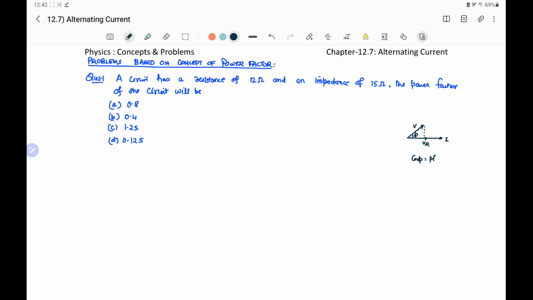So cos phi will be here equal to VR by V, or we can write it as I into R by I into Z, or simply R by Z, which we have already discussed. So power factor cos phi will be equal to R by Z. Resistor is 12 ohm and impedance is 15 ohm. Simplifying by cancelling by 3, it will be 4 by 5 and it is equal to 0.8. Hence option A is the correct option.